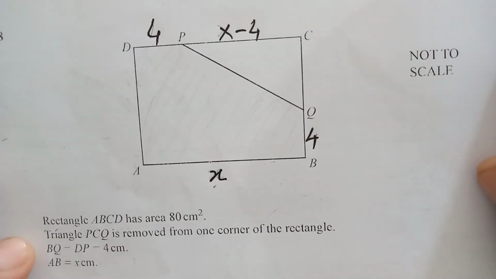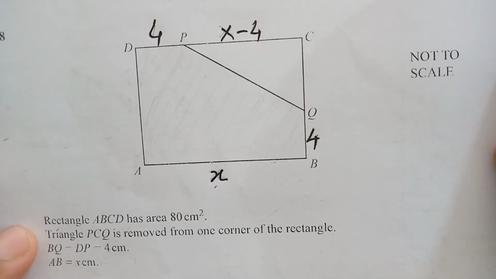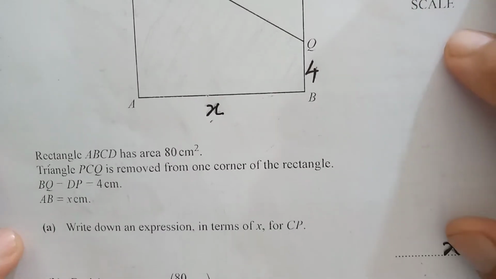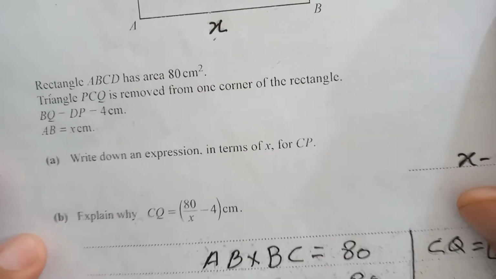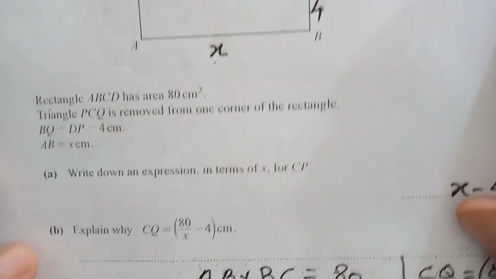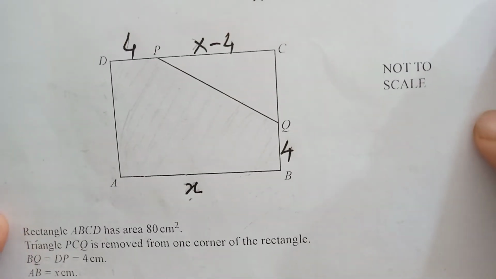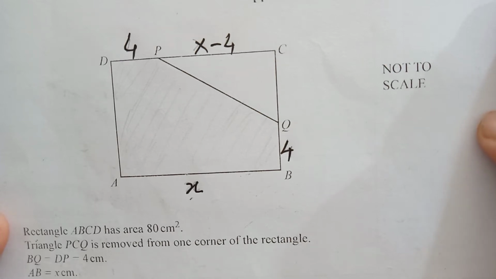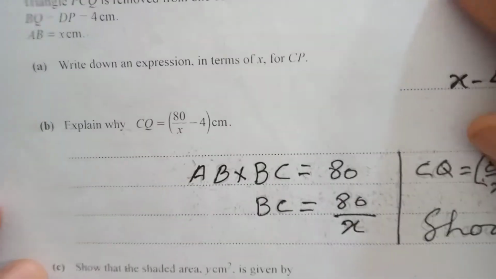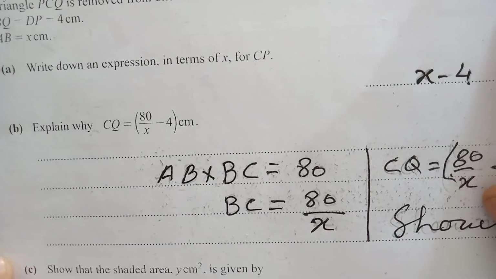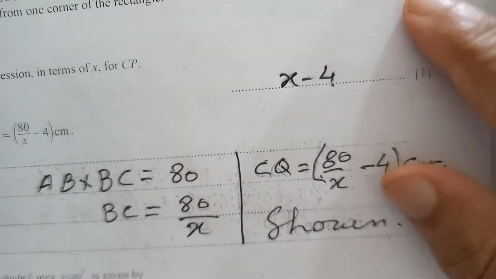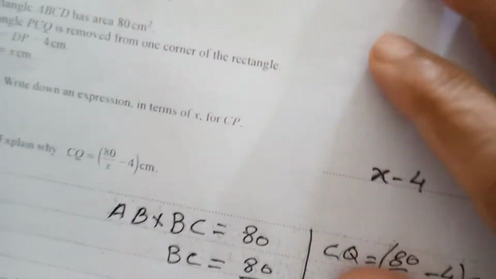So this is a rectangle, so he has given you the value of DP, that is 4, so CP will be x minus 4. Again, in part B, prove that CQ is equal to 80 over x minus 4. The area of the rectangle is given, that is 80. So we will apply the formula for the area of a rectangle. AB multiplied by BC is equal to 80, BC is equal to 80 over x, so CQ is equal to 80 over x minus 4, shown.